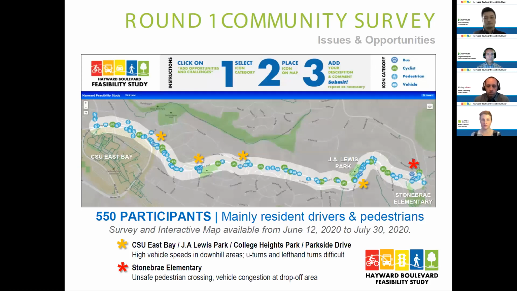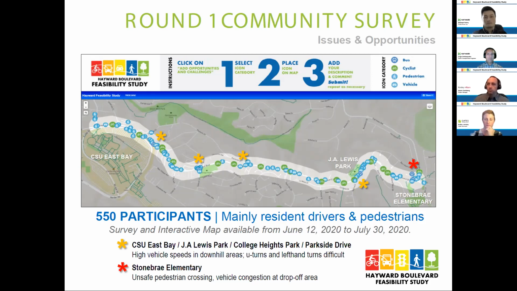So the survey took 2 parts. There was an interactive map where people could actually go on and point to specific locations where they thought there was a challenge with bicycle, pedestrian, or vehicular issues, and write specifically what kind of problems they have. There was a lot of discussion about high-speed vehicles coming downhill, U-turns, left-hand turns at some of these key locations at the East Bay College, at Lewis Park, College Heights, Parkside Drive. There was also some concern about unsafe conditions around Stonebrae Elementary School. So these are just a sampling of some of the things we heard.